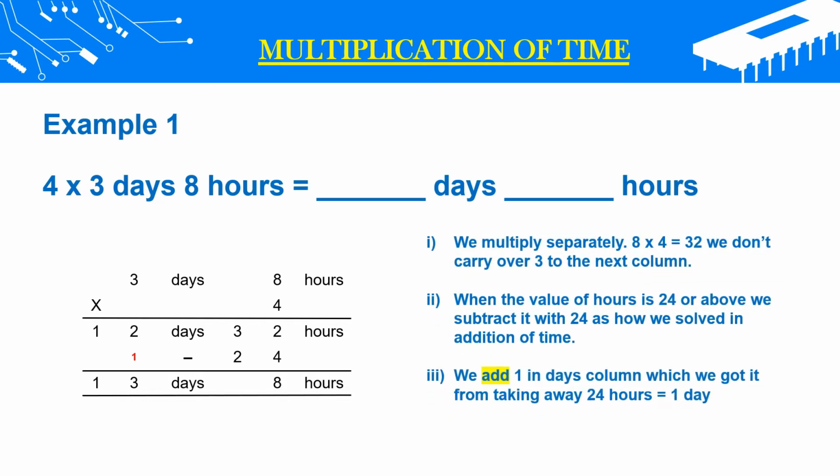Since 32 hours is more than 24 hours, we subtract that with 24 and the balance will be 8 hours. So we have taken out 24 hours, which is equal to 1 day. So we will add 1 with 12 days to make it 13 days.